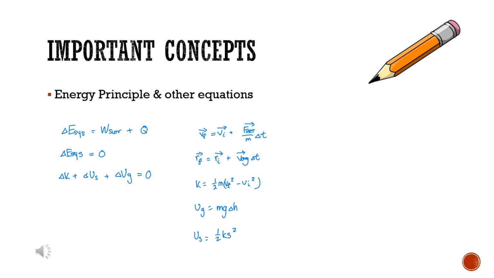In this case, we're going to have kinetic energy, spring potential energy, as well as gravitational potential energy. Other equations that we'll be using again are the velocity update formula, as well as the position update formula. The formula for kinetic energy is half m times v final squared minus v initial squared. Gravitational potential energy is mgh, and the spring potential is half k s squared.